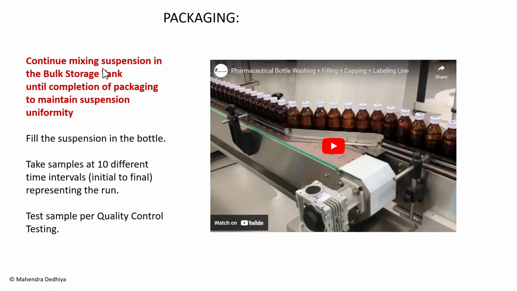Packaging. Suspension product is continuously mixed so that we maintain the uniformity. Bottles are then filled. Samples are taken at 10 different time intervals from initial to final, representing the run. That's a common practice. Test samples are provided to quality control for testing according to the product specification.